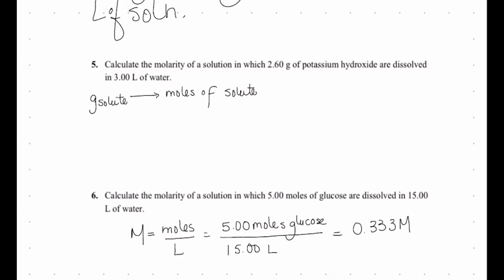In this question, we are starting with 2.60 grams of potassium hydroxide. And then we're going to be creating a solution that is going to have 3.00 liters.